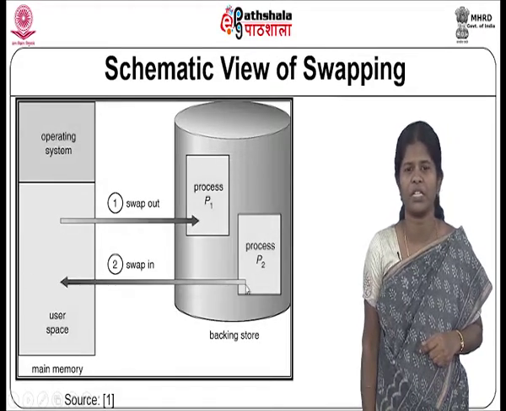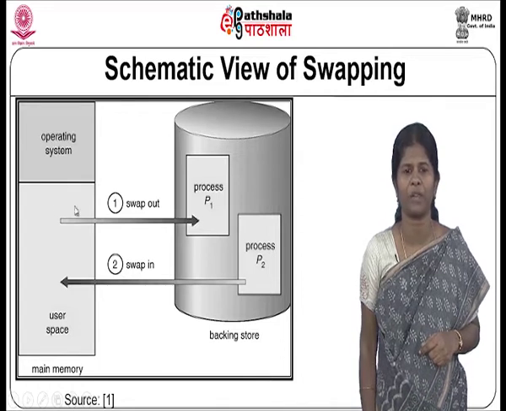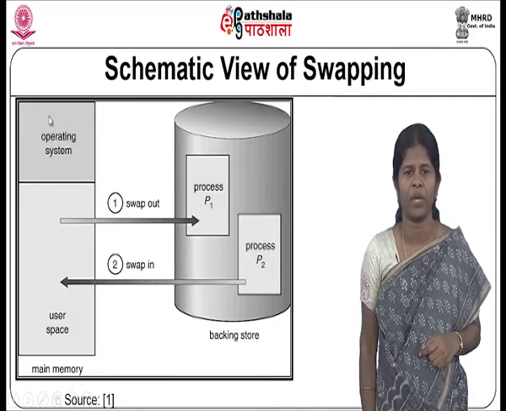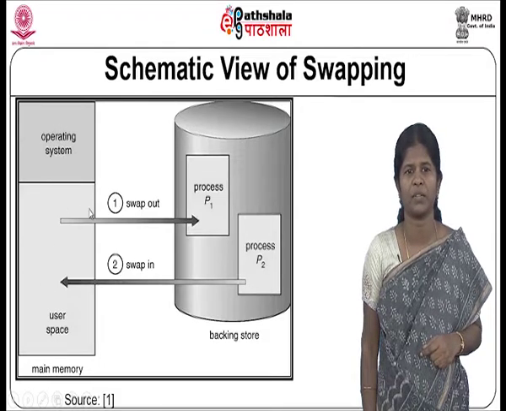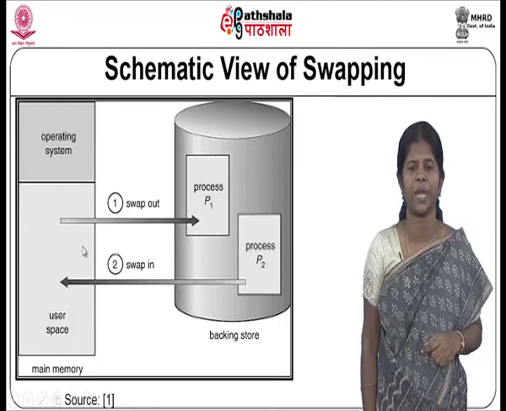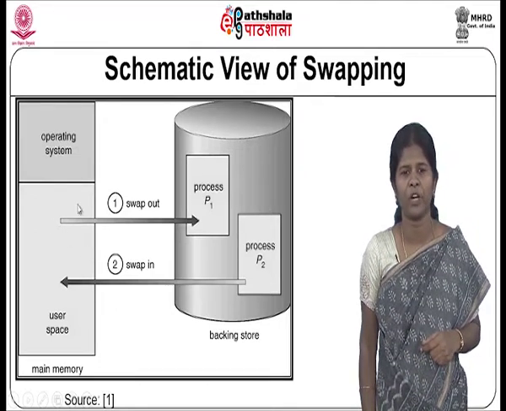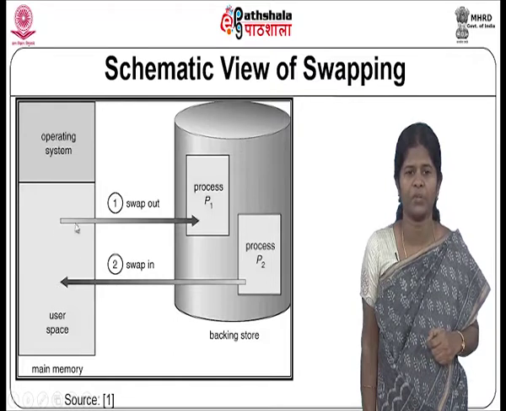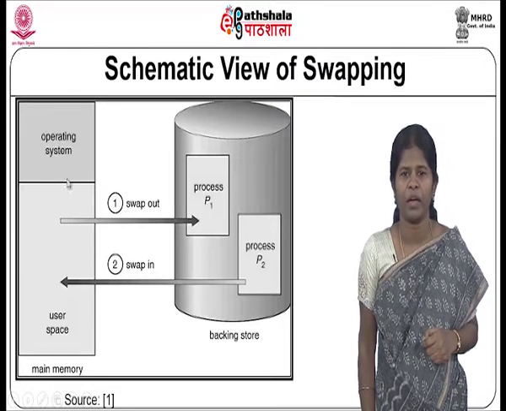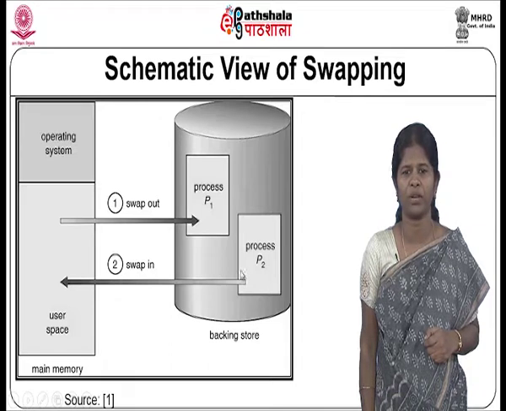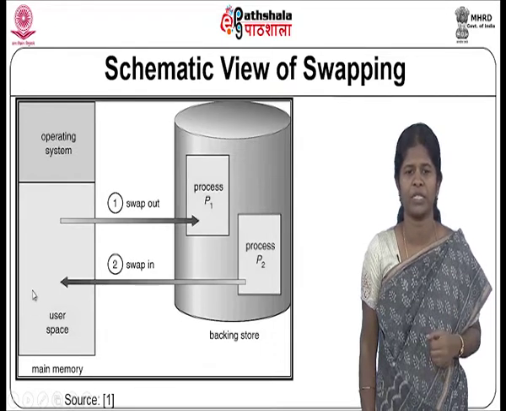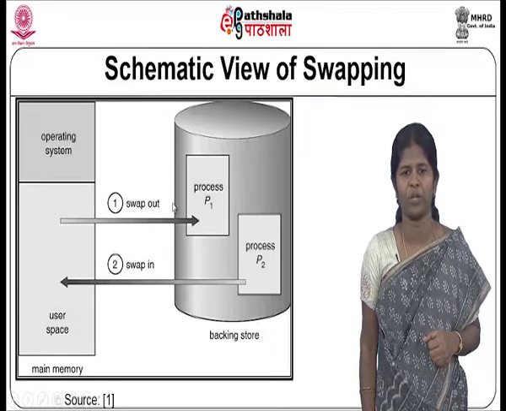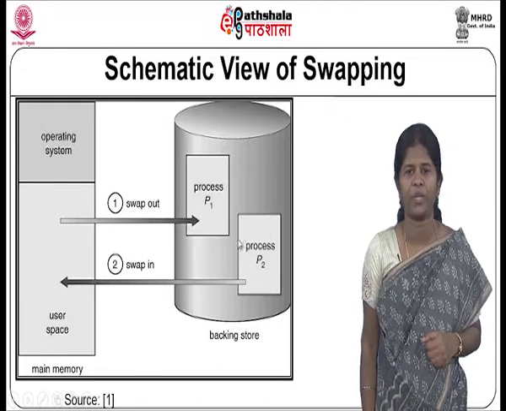This figure just shows how swapping happens. You have the main memory, which has the operating system, and you also have the user space where the user-defined programs and processes can be placed. User processes from here can be removed and brought to the backing store if some other process has to be brought in. So, if P2 has to be brought into the main memory and P2 needs to get the CPU next, then P1 can be swapped out and P2 can be brought in.